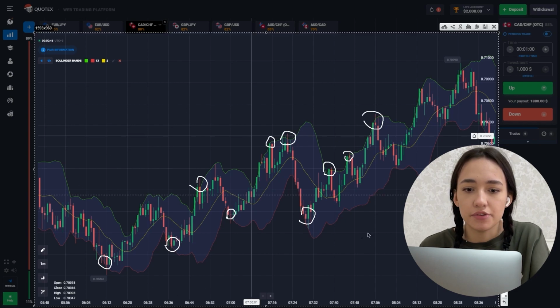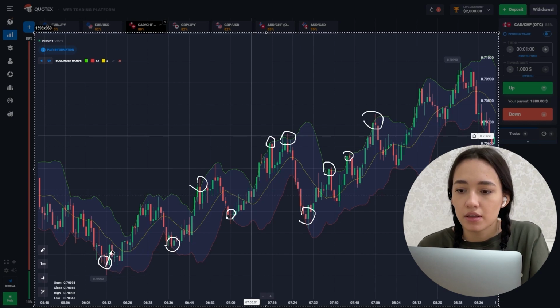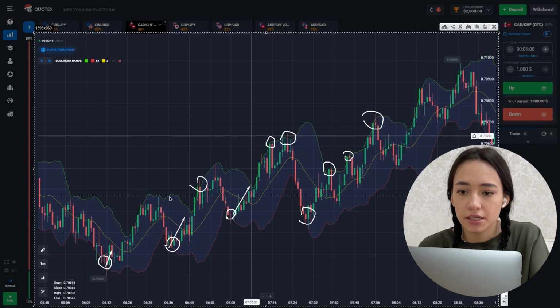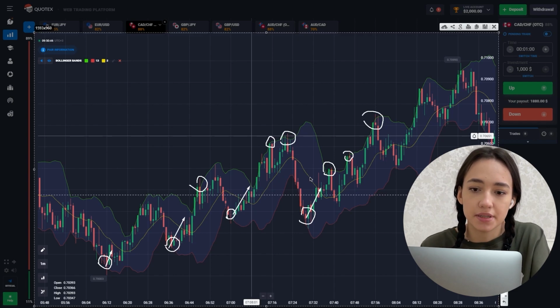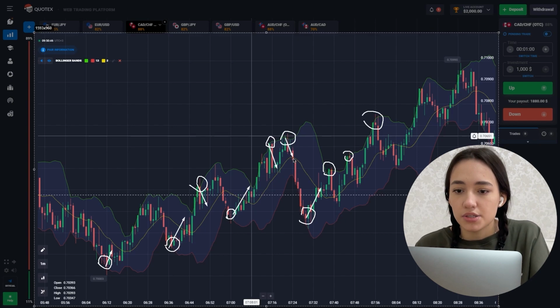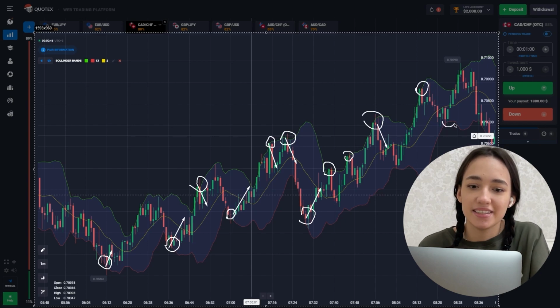I mean, when there is a touching of the lower boundary, it's a signal to open the deal up. You may see a pattern here. After touching, the price goes up, and in contrast, a touching of the upper boundary means a deal to go lower. As you may see, there is a real pattern. It's our first indicator.